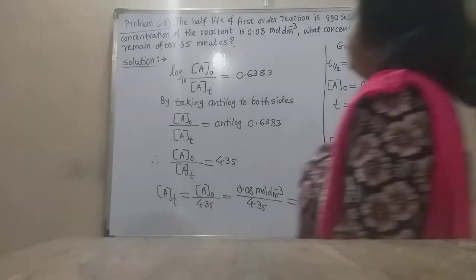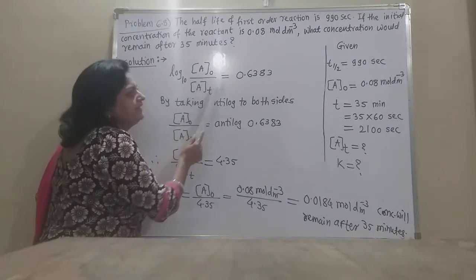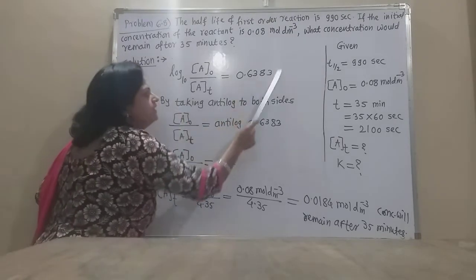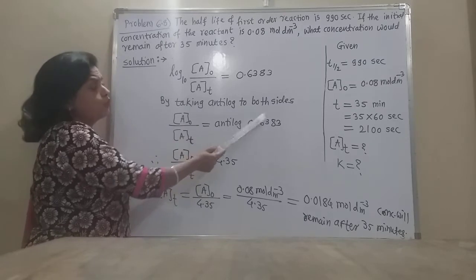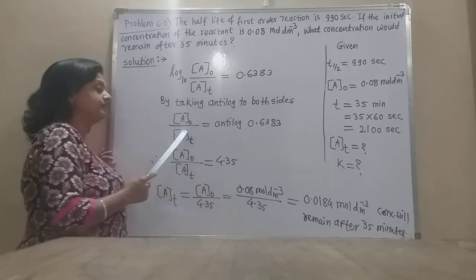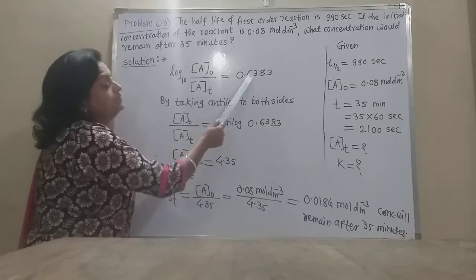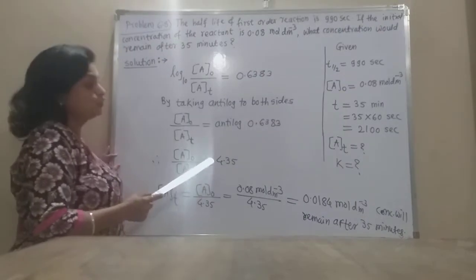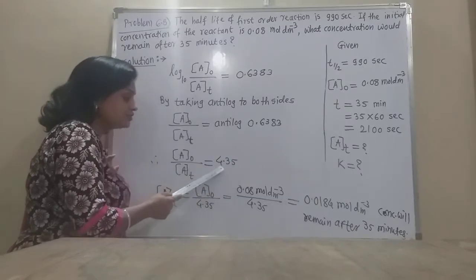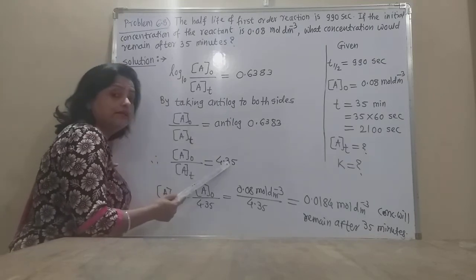Now see, log to the base 10 of A0 divided by At is equal to 0.6383. By taking antilog on both sides, A0, the initial concentration, divided by At, the concentration after time t, is equal to the antilog of 0.6383. The antilog of 0.6383 is 4.35. So A0 divided by At is equal to 4.35.